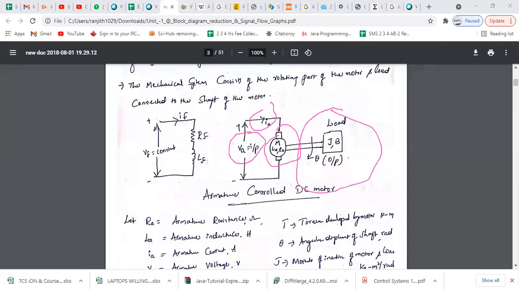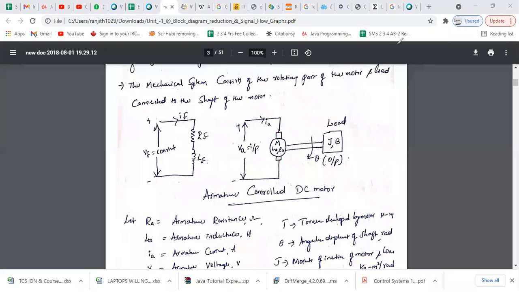Do you understand the flow? Armature voltage produces the armature current. Armature current, right? It is given as input to the motor section. Motor generates torque. Torque is given as input to the mechanical rotational system to move the load. Is it clear? Sequence. Is it clear? Yes, sir.